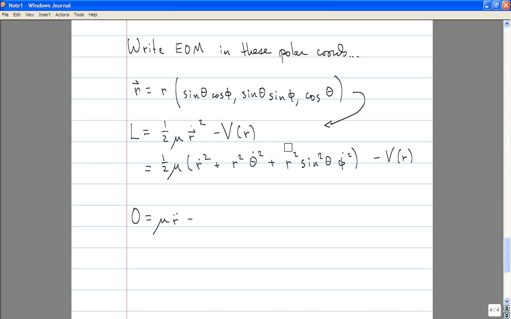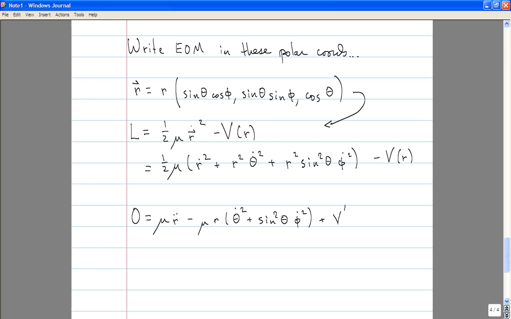So we subtract the derivative of the Lagrangian with respect to r, and we get mu times r times theta dot squared plus sine squared theta phi dot squared plus v prime as a function of r.